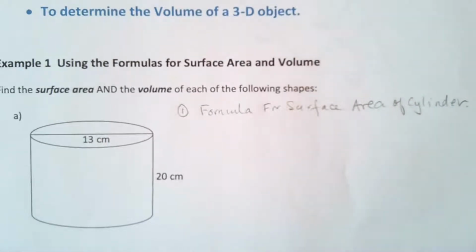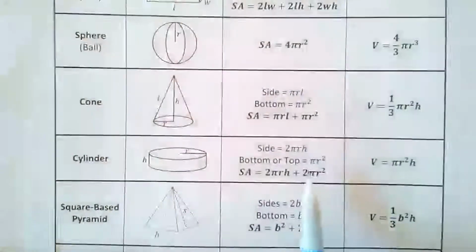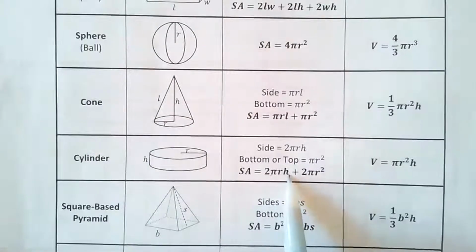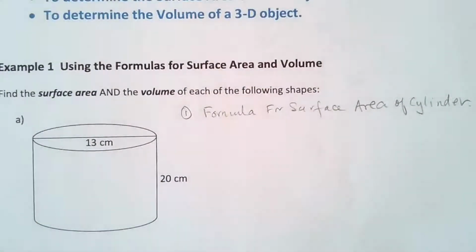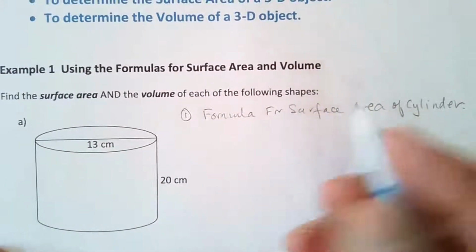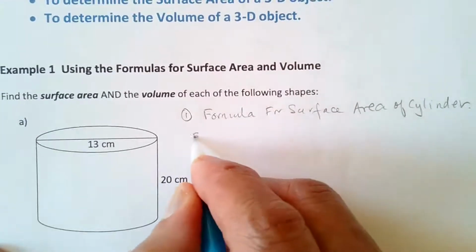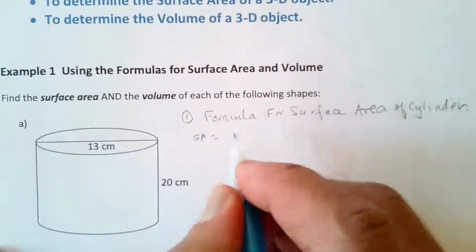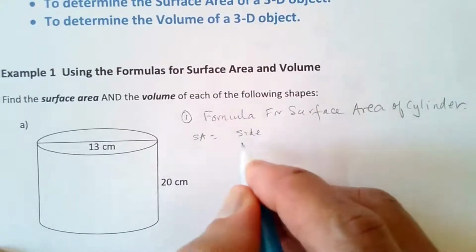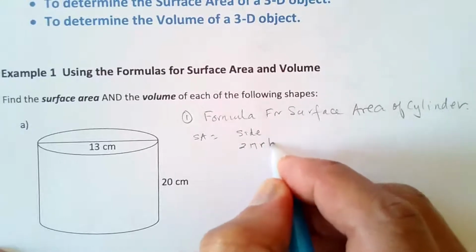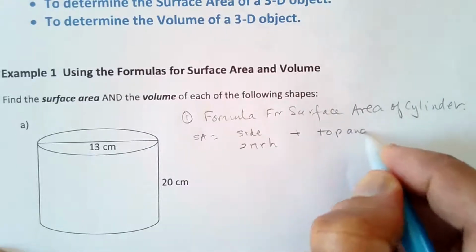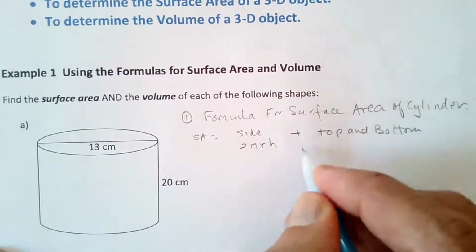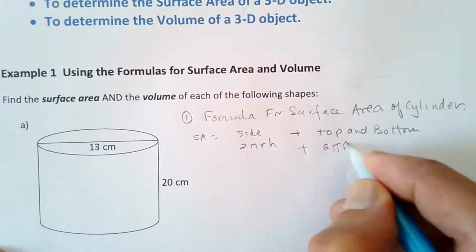And we go to our formula sheet. And that's 2 pi r times height plus 2 pi r squared. So we can see here, surface area, and we can look at the sides, which is 2 pi r times the height, plus the top and bottom, 2 pi r squared.